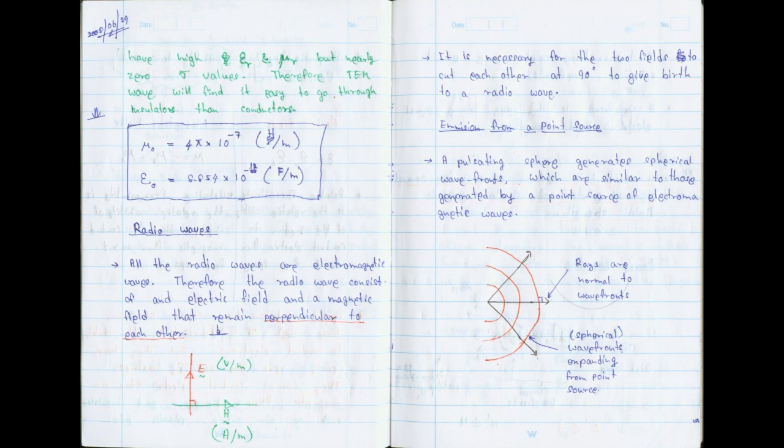However, good insulators such as air, wood, plastic, etc. have high epsilon r and mu r, but nearly 0 sigma value.